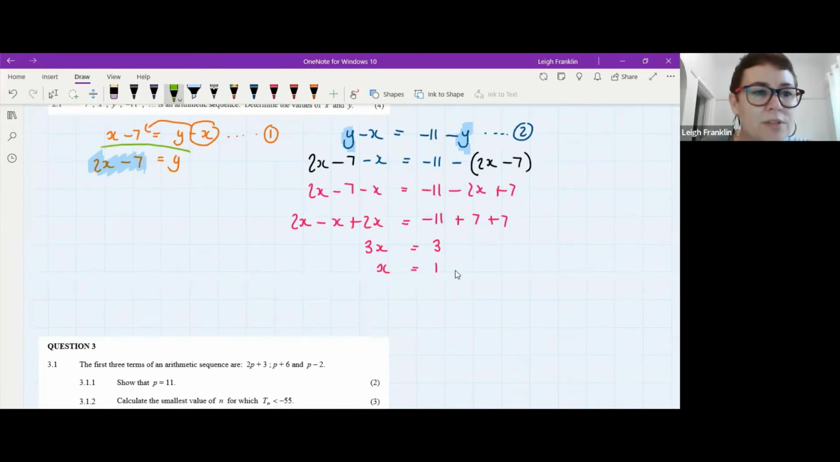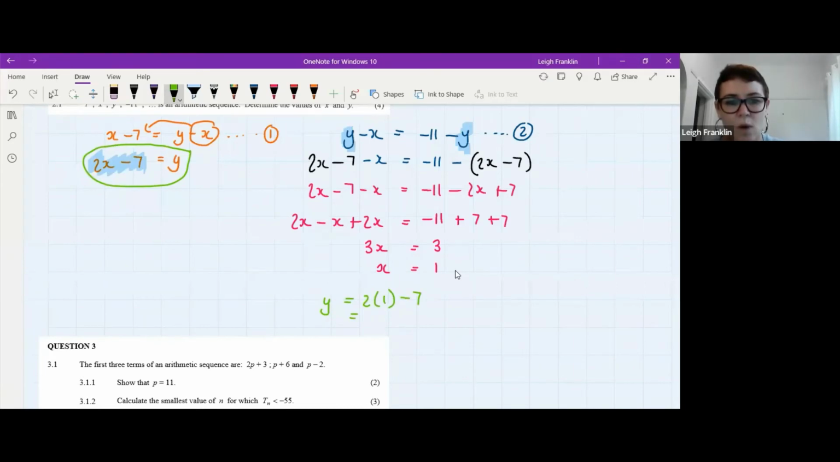So now all I need to do, Matrix, is go and work out the value of y, and I'm going to use this equation over here because y is already the subject of the formula. So y is 2 times, sub in the value of x that you calculated, minus 7. So y has to be equal to negative 5. So for this, I get x is 1 and y is minus 5.